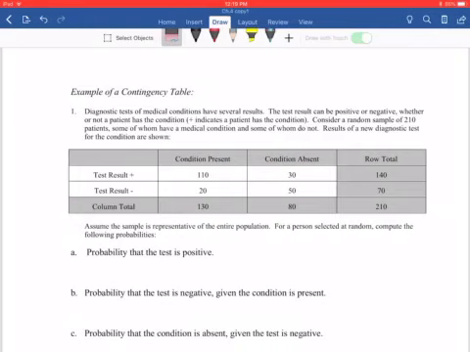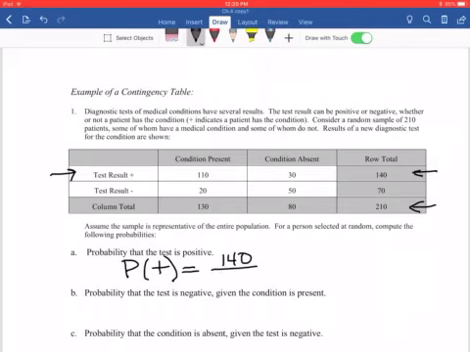Okay, so the probability that the test result was positive, we're trying to find the probability of a positive test result. So we want to look at the row that had a positive test result to find how many people. So I look at the total row. There were 140 people that had a positive test result out of a total of 210 people. So our probability is 140 over 210. Make sense? Okay.